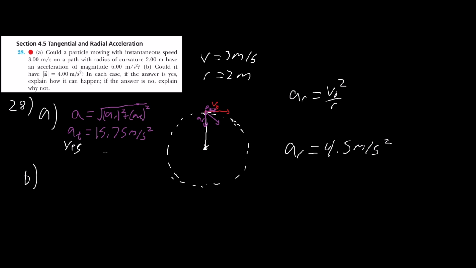Now, if A tangential is 0, well, the magnitude is going to be 4.5 meters per second squared. So that means that whatever that value is, there's nothing you can increase. You can change the direction of the magnitude, or you can change the direction of A tangential, but the magnitude will always be, at the very least, A radial. So the answer is no for that one. There's no way, regardless of the A tangential, that you could have a magnitude of 4 meters per second squared, unless, presuming that you change the AT and put it in the direction that's opposite the velocity.